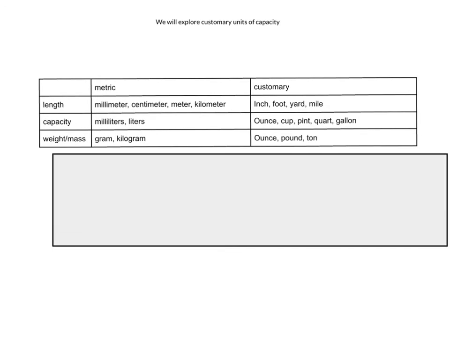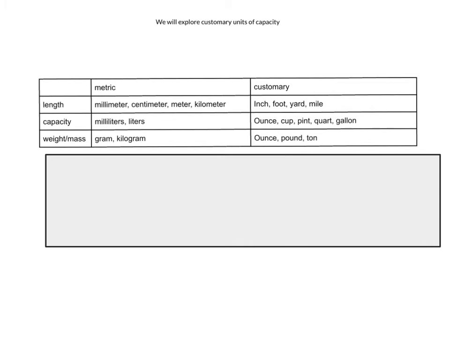In the customary system, for length we use inch, foot, yard, and mile. For capacity, we use ounce, cup, pint, quart, and gallon. And for weight, we use ounce, pound, and ton.